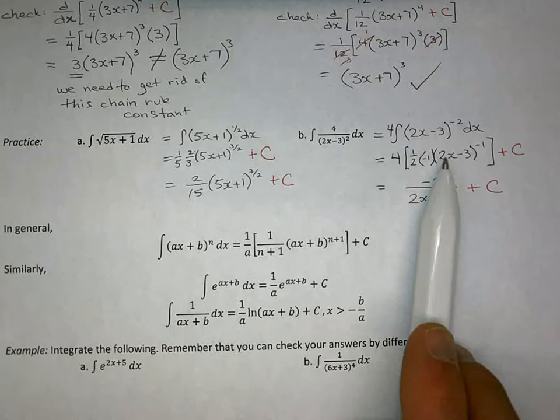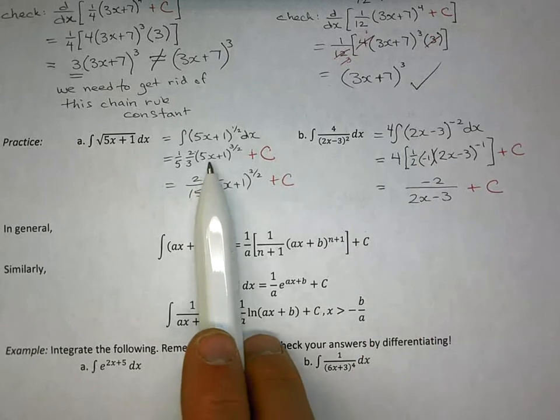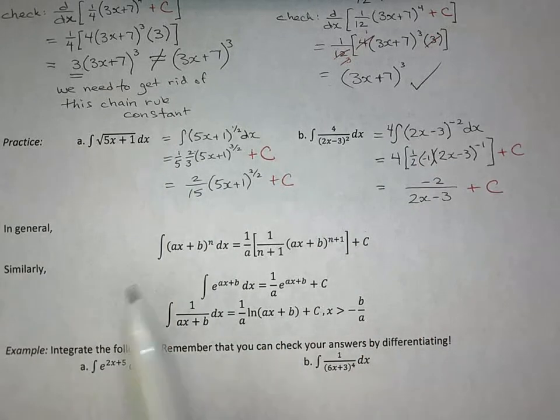So all you have to do is undo that constant. Undo the 5, the 1/5. That's for all of these.